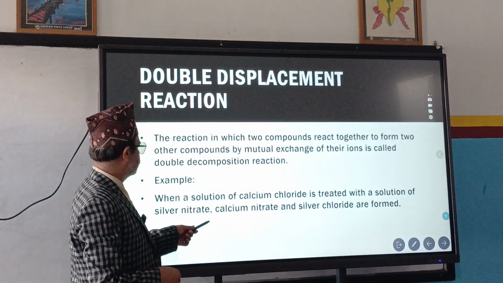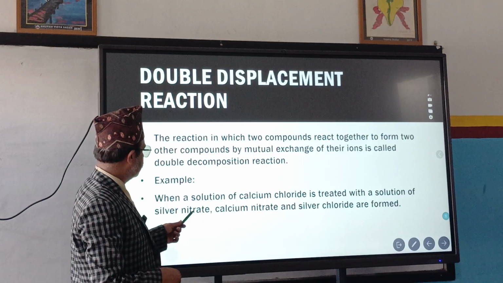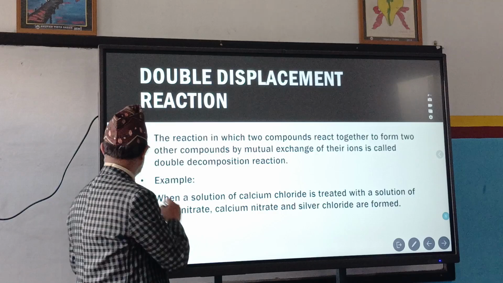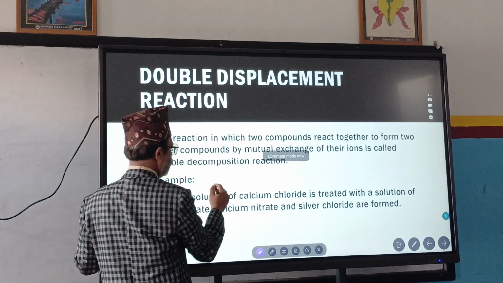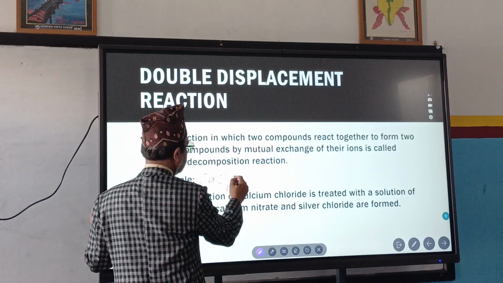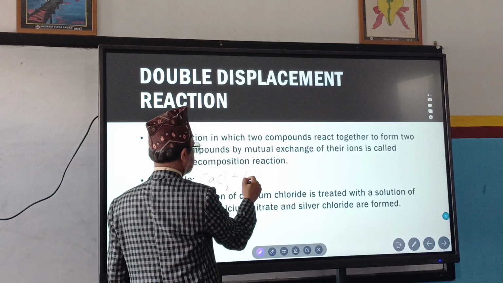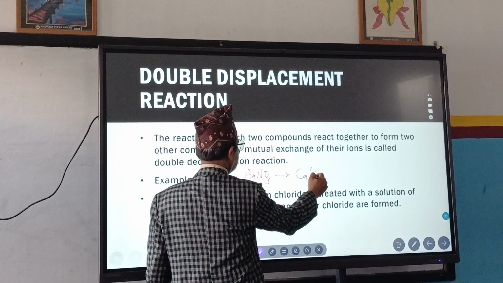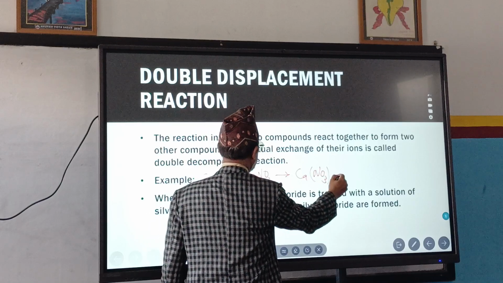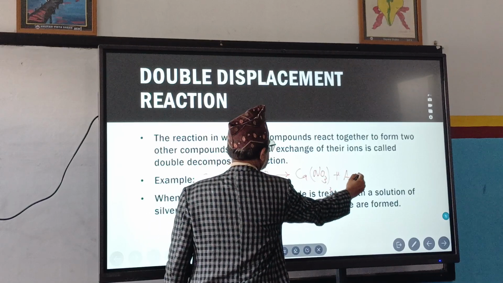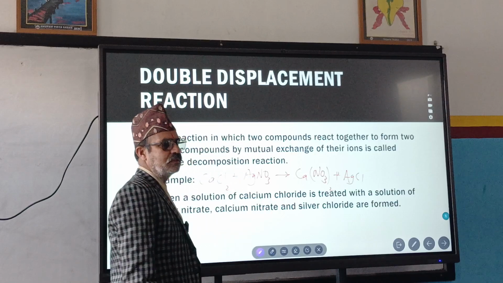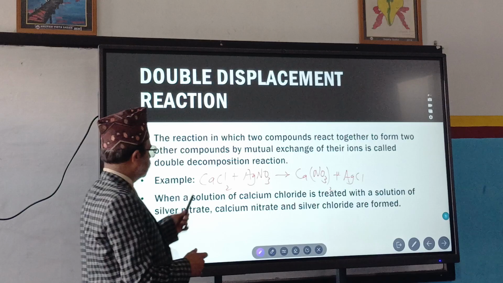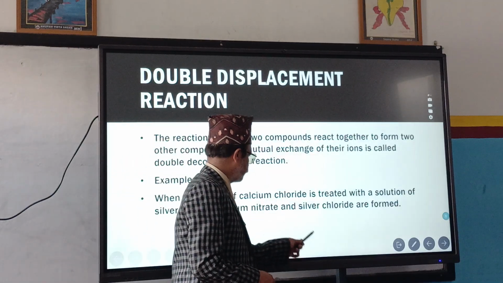So next one is double displacement. In double displacement, what will happen? When a solution of calcium chloride is treated with a solution of silver nitrate. See here, calcium chloride CaCl2 plus silver nitrate AgNO3 gives Ca(NO3)2 plus AgCl. Whatever chemical reaction it is, double displacement reaction. Here are two, two, two, two.